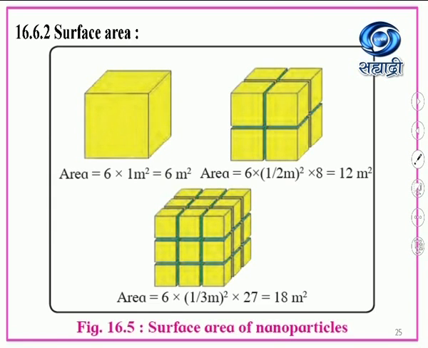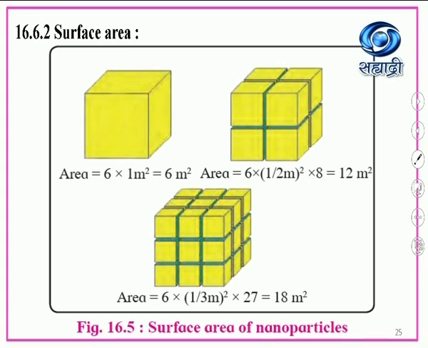This is the explanation of increase in surface area with decrease in particle size. Figure 16.5 shows the surface area when a cube of 1 meter cubed is progressively cut into smaller cubes until cubes of 1 nanometer cubed are formed.